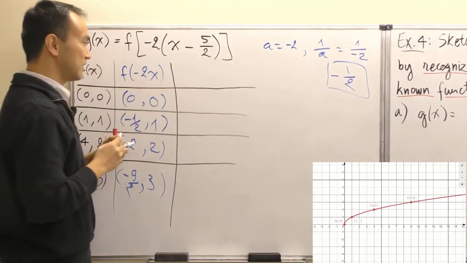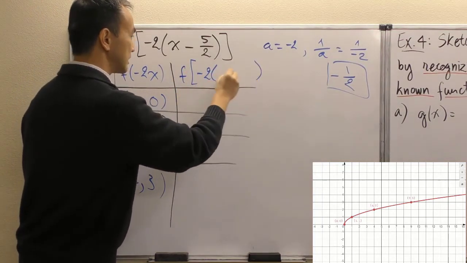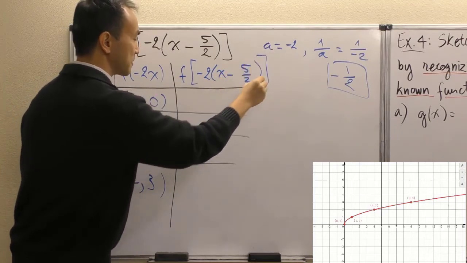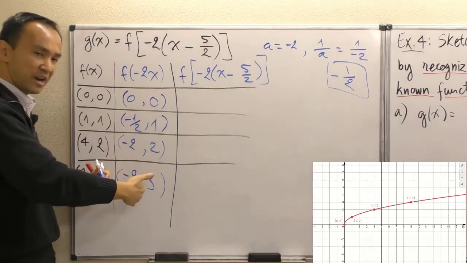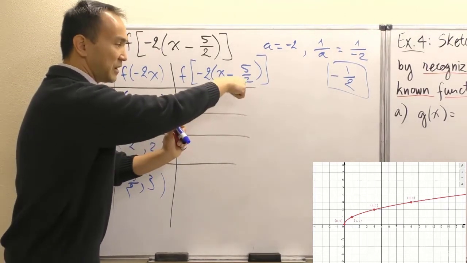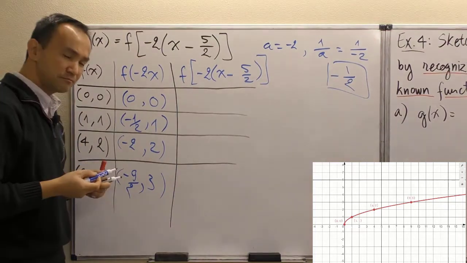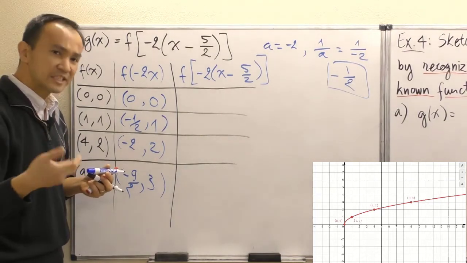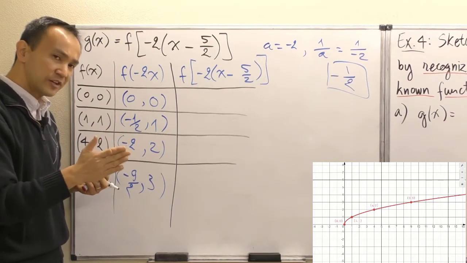Okay, so now let me write it down. So f of minus 2, in parentheses, x minus 5 halves. So this 5 halves here is a positive quantity. That means we're going to move our currently transformed graph further to the right hand side. By how far? By 5 halves square grids, 5 halves of the square grid. But saying that description out loud is easy, while visually, it can be hard for someone to imagine it.